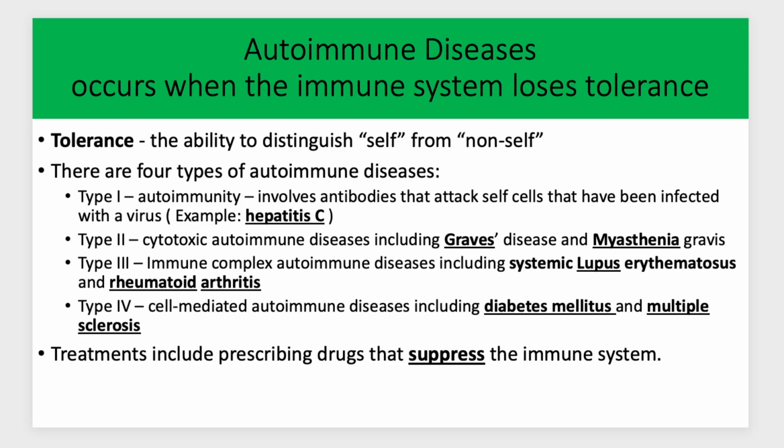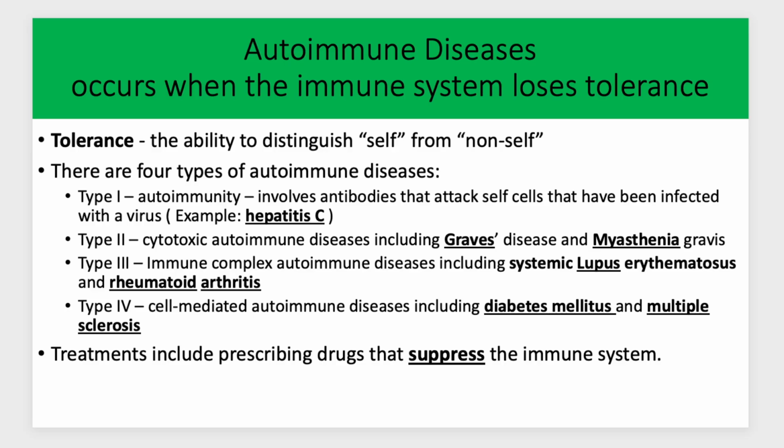Type 3, immune complex autoimmune diseases, including systemic lupus erythematosus and rheumatoid arthritis. You've probably heard of lupus before. We'll look at those. And type 4, cell-mediated autoimmune diseases such as diabetes mellitus and multiple sclerosis, or MS. And you've probably heard of lots of these, actually.